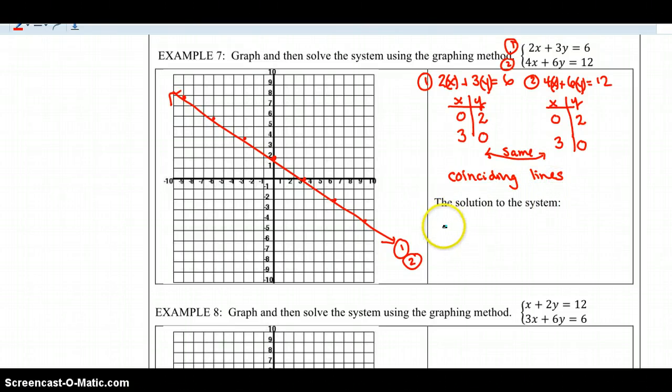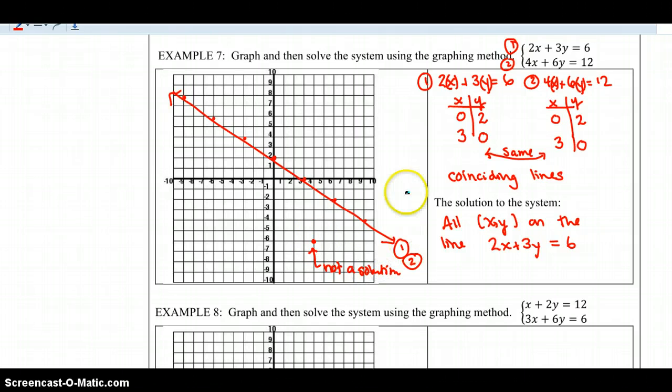So the solution to the system will be all the ordered pairs on the line 2x plus 3y equals 6. Or you could also say 4x plus 6y equals 12, since they're the same line. So again, keep in mind that a point like this is not a solution. Okay, so not all x, y in the plane work, but any point on the line, so all of these are solutions.